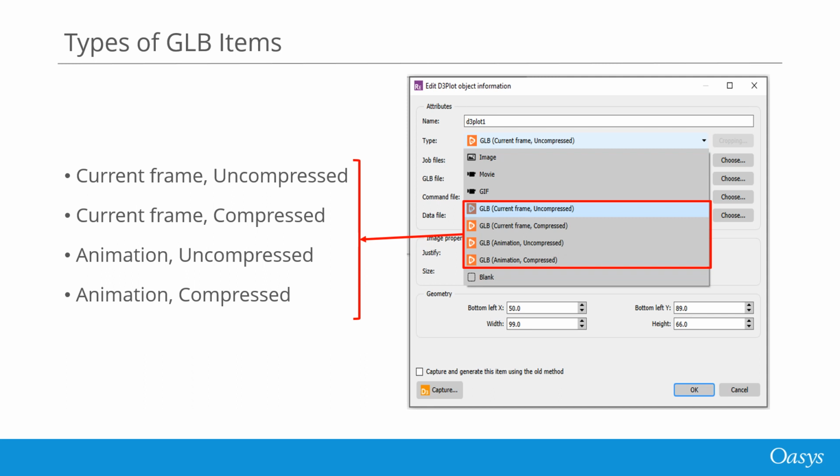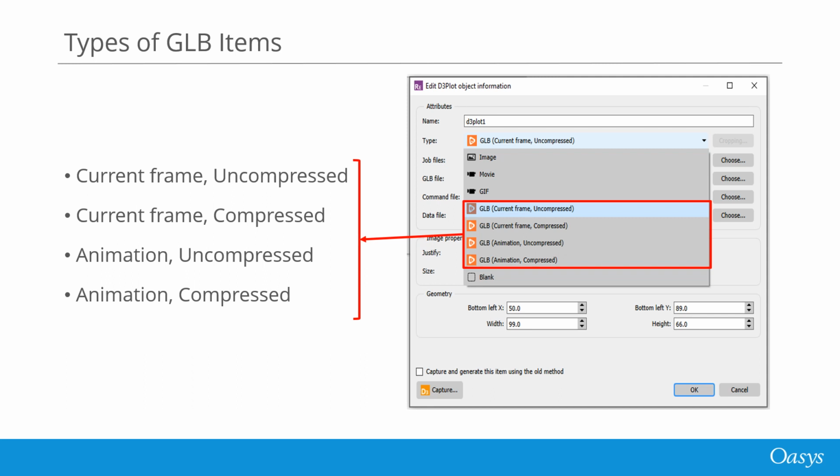There are four types of GLB items to choose from when capturing GLB content from D3plot. There are current frame uncompressed, current frame compressed, animation uncompressed, and animation compressed. If you choose current frame when capturing, only the 3D model at the specific time frame of capture will be rendered into the GLB. However, if animation is chosen, all the time frames will be rendered into the GLB model, thus creating a 3D animation.